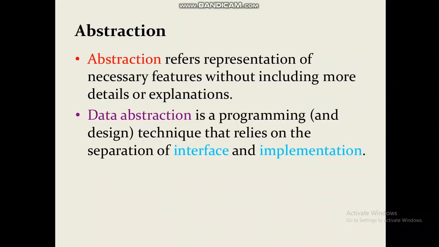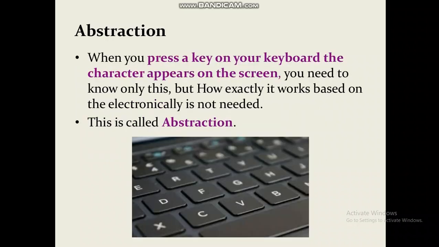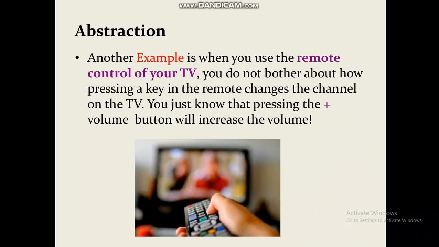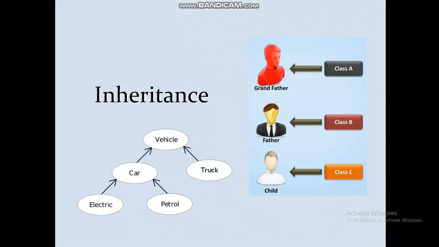Next one is abstraction. It represents the necessary features without including more details or explanations about something. Data abstraction is a programming technique that relies on the separation of interface and implementation. For example, when we press a key on our keyboard, the character appears on the screen. We need not know what exactly works inside, but it is typed on the screen. So this is called abstraction. One more example, we use the remote control of our TV. We do not bother about how pressing a key on the remote changes the channel on the TV. We just know that pressing the plus volume button will increase the volume. So this is another example of abstraction.